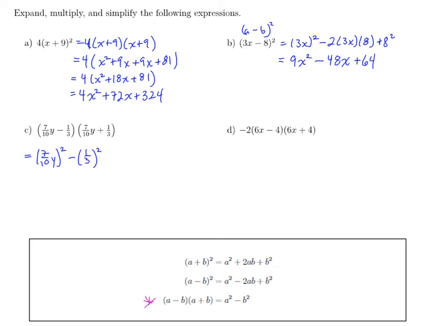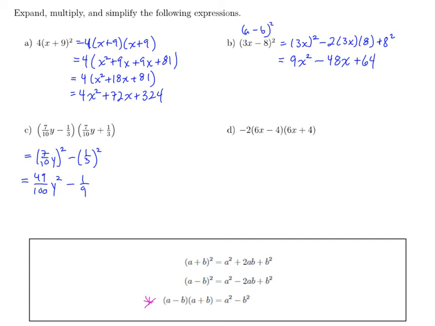When we square 7/10 y, we square 7/10 and we square y, and so we're left with 49/100 as the numerical factor there, and we have y squared as the variable factor. Subtracting here 1/3 squared, so we're subtracting 1/9.